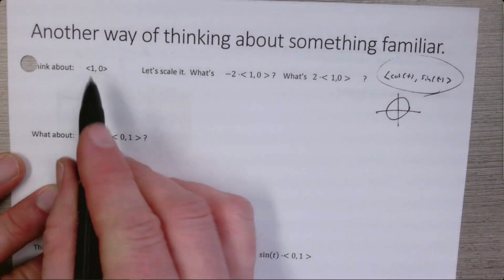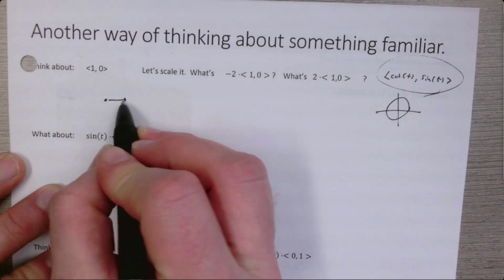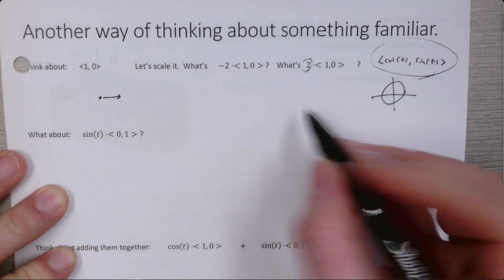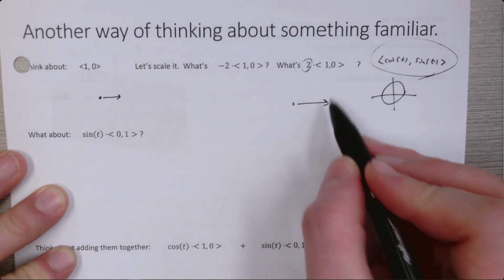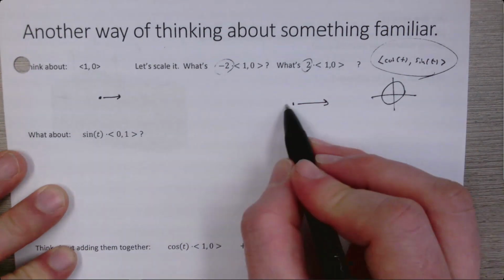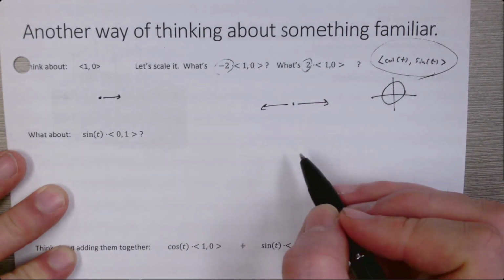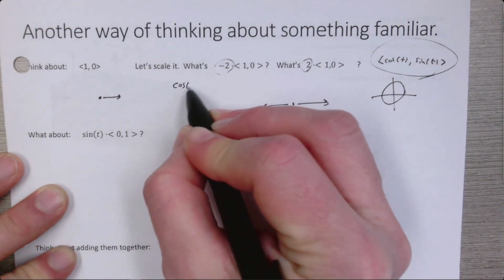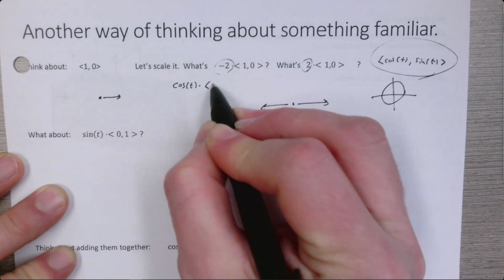So let's think about 1, 0. 1, 0 is a vector of length 1, it sits to the right. If I scale it by 2, now it's twice as long to the right. If I scale it by -2, now it's twice as long to the left. So what would happen if I have my vector and I scale it by cosine t?